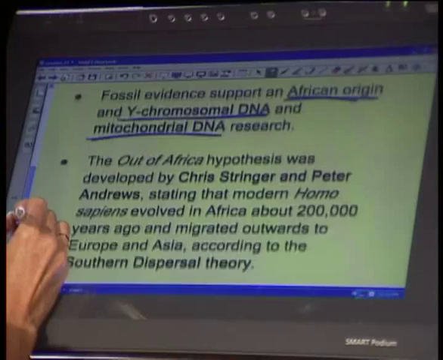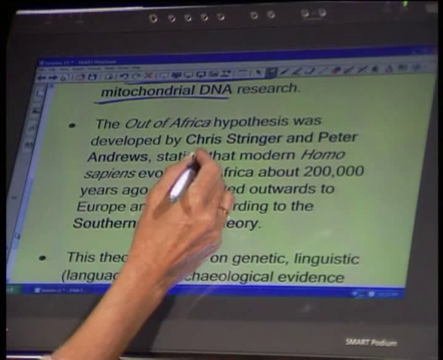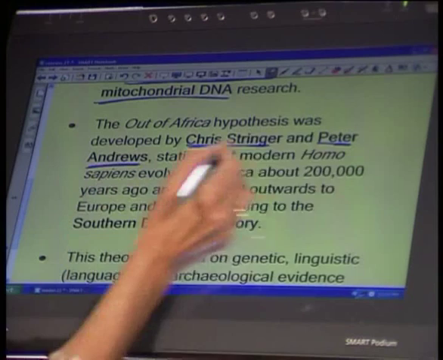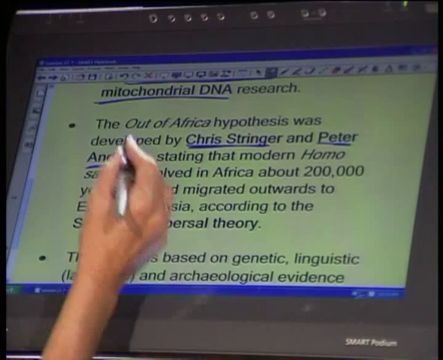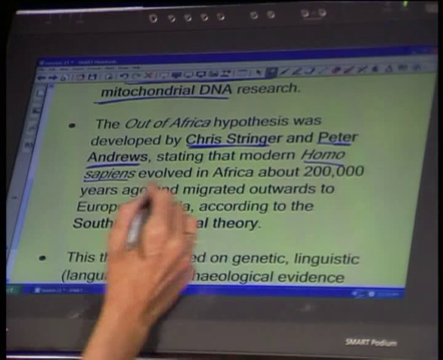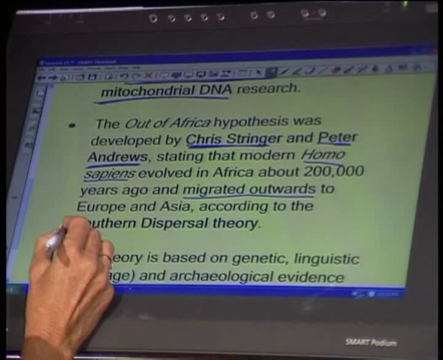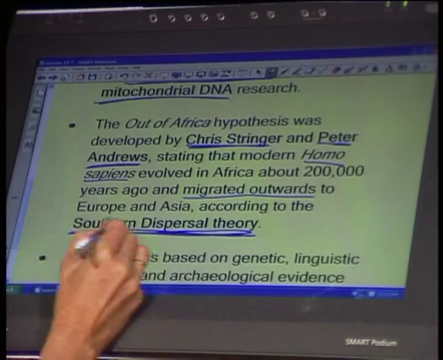Now, people, when you did DNA, you learned about the mitochondrial DNA and you learned about the chromosomal DNA. Now, the mitochondrial DNA is very important as well, and they use that in the research. Now, the Out of Africa hypothesis was developed by Chris Stringer and Peter Andrews. That's an easy one to remember because it's two first names. They said that modern Homo sapiens evolved in Africa about 200,000 years ago, and they migrated outwards to Europe and Asia. And that's what we call the Southern Dispersal Theory. So what is the Southern Dispersal Theory? It's that Homo sapiens started here in Africa, and we dispersed outwards.